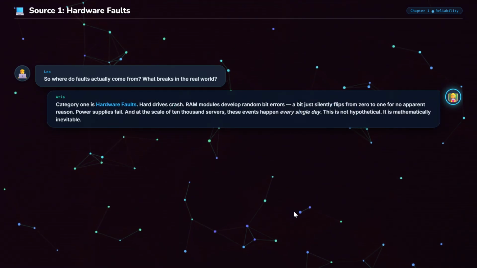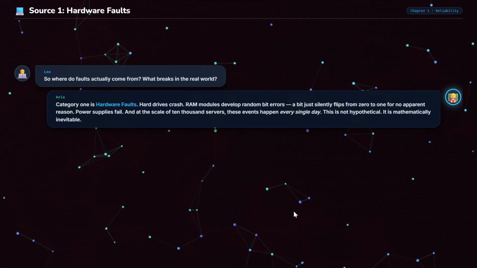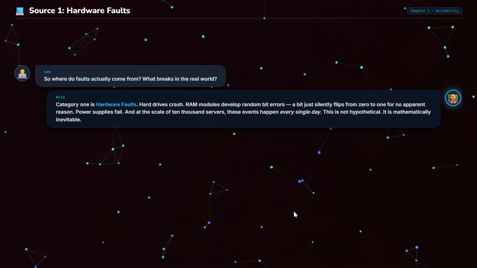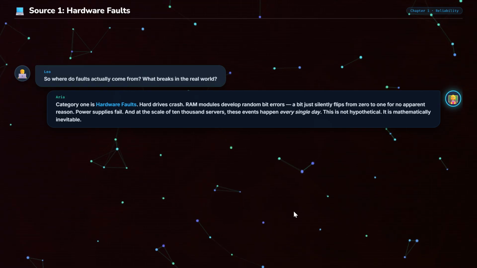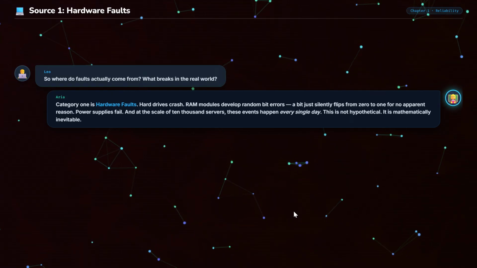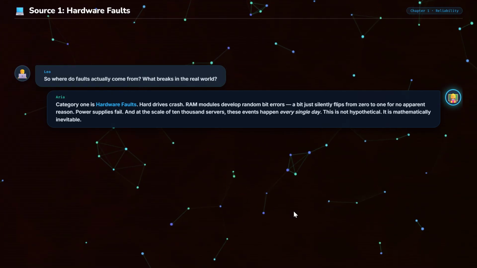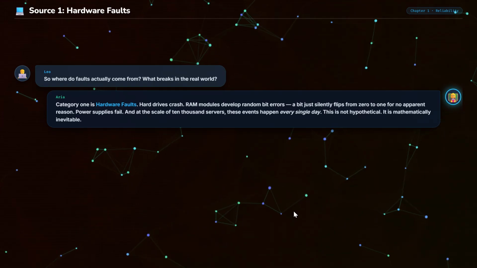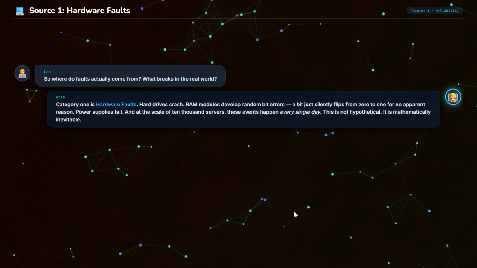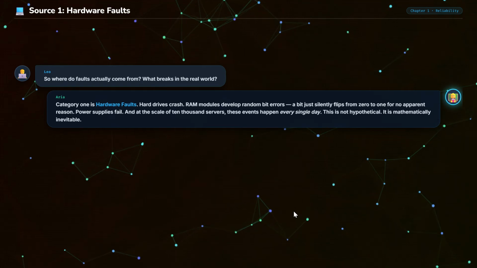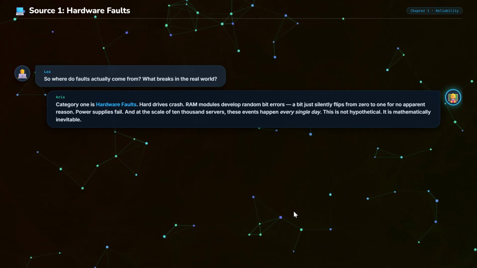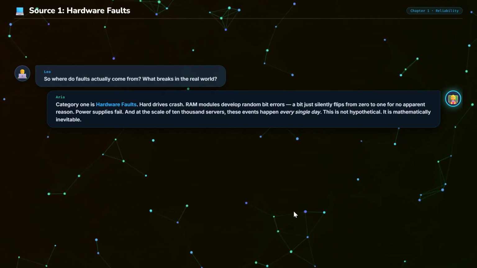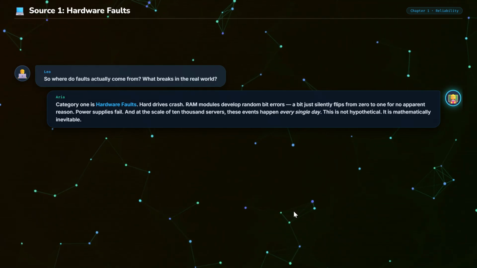Hard drives fail. RAM modules develop random bit errors where a single bit silently flips from 0 to 1 for no reason, causing subtle data corruption that only manifests weeks later. Power supplies blow. Networking cables get accidentally severed. And at the scale of a cloud platform running 10,000 or 100,000 servers, these events happen literally every single day. This is not hypothetical, it is mathematically inevitable.